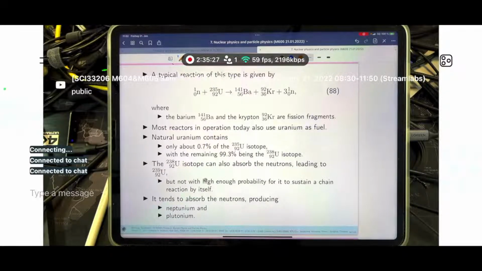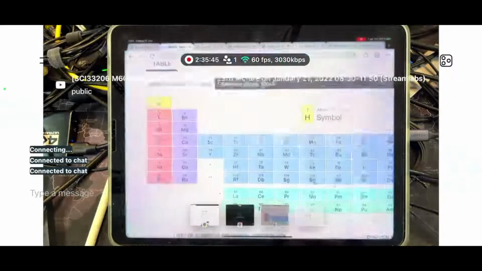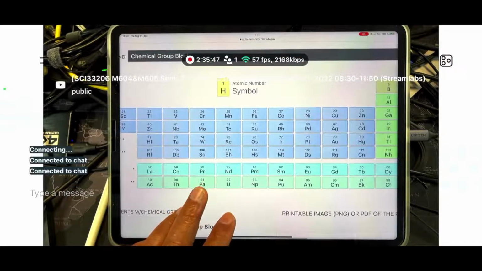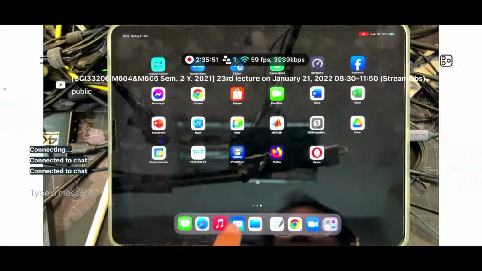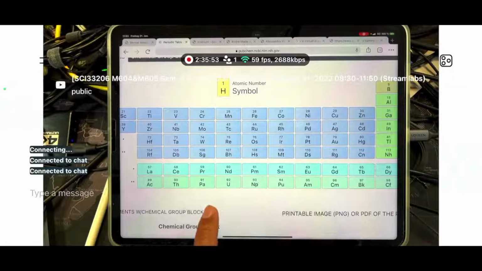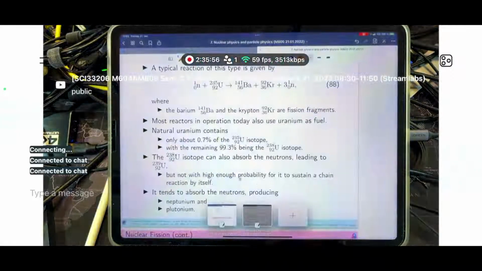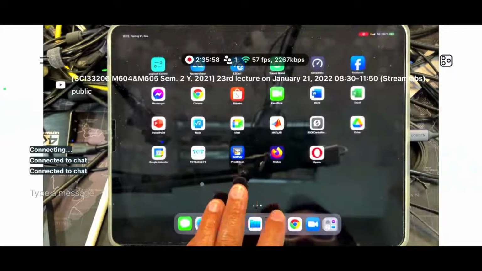Uranium-238, which is the major isotope of uranium, tends to absorb the neutron, but it doesn't go to another uranium anymore. It turns into neptunium. Where is that neptunium? This one, a bigger one with one more proton, and then this one becomes plutonium. What is plutonium?